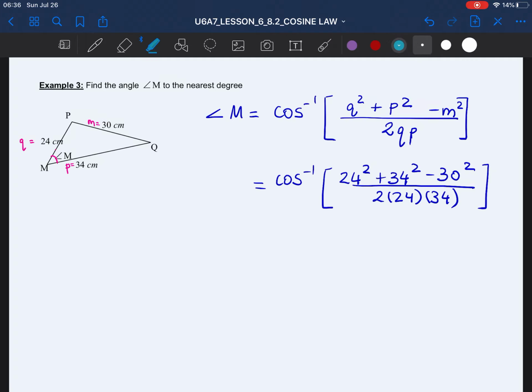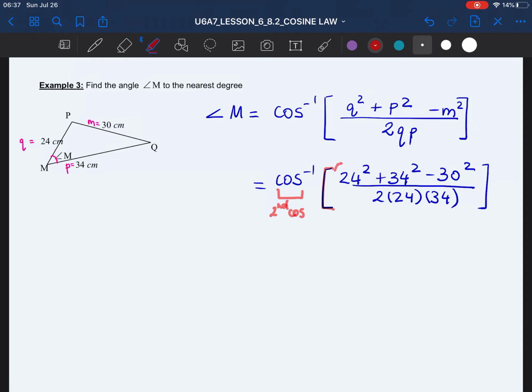You must press first cos negative 1. So this will be your first term. The next thing that you need to enter here is the brackets. By the way, remember that cos negative 1 will be second cos. So you're going to need two buttons for that, right? And then brackets.